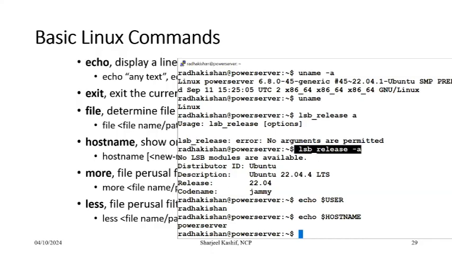And you see there are more and less commands. The more command is for when a file is very big. When we type the cat command and file name, it automatically scrolls through the whole file at once. So with the more command, it opens slowly, page by page.